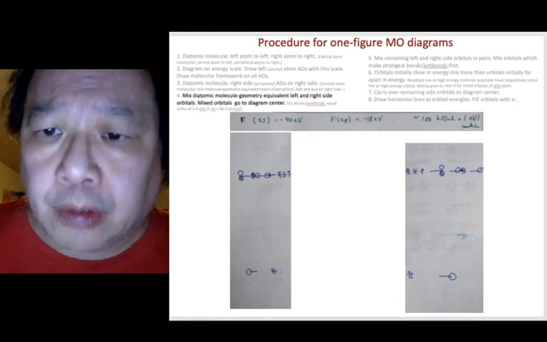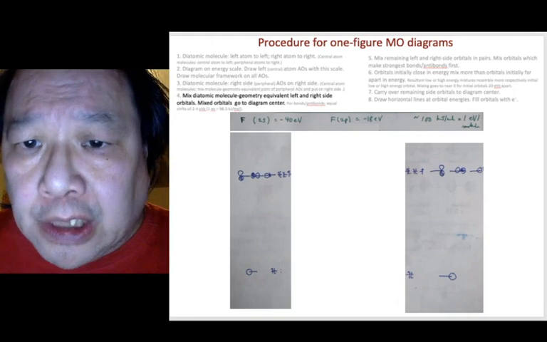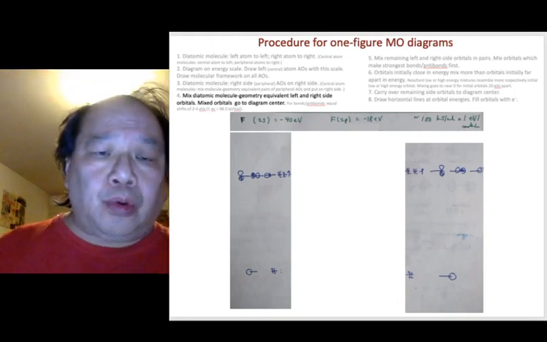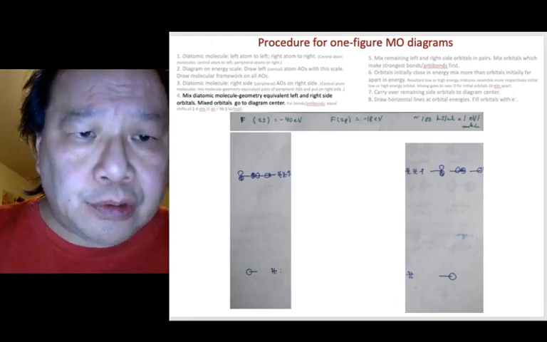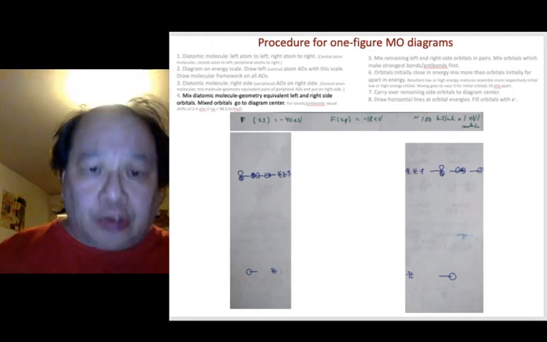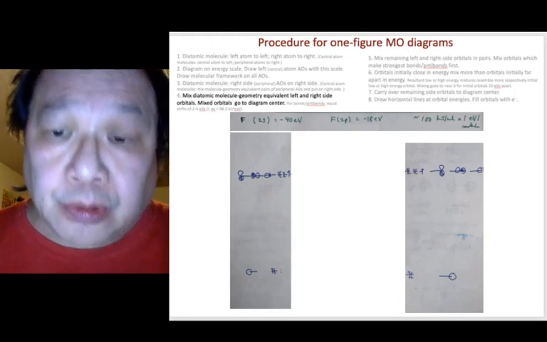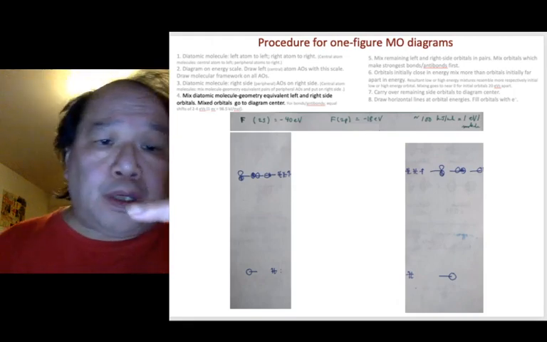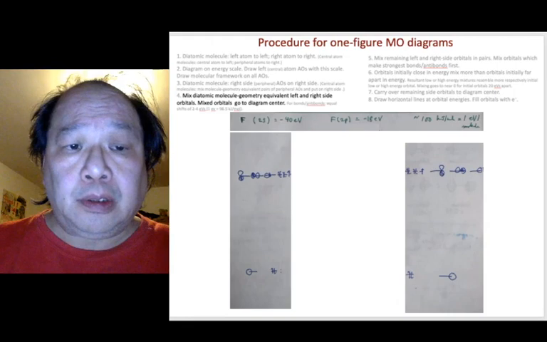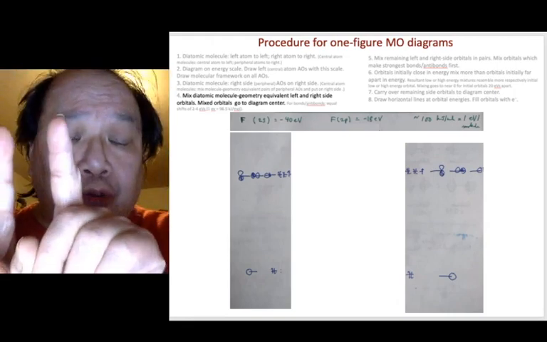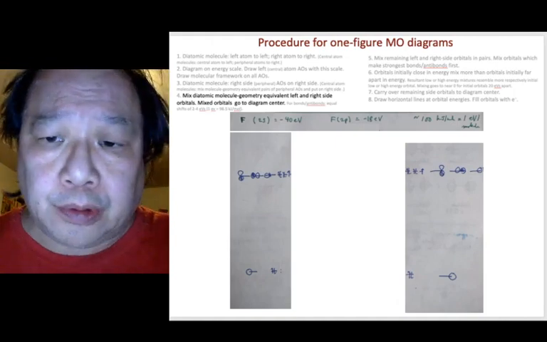Rule number 4: when mixing left and right orbitals, mix the ones that are geometry equivalent, that look the same. So the 2s looks like the other 2s. It's right to mix the 2s with the 2s. The sigma pointing 2p is geometry equivalent to the other sigma. So it's right to mix the sigma. And it's right to mix the two pi's because they are geometry equivalent. So rule 4 is super important.